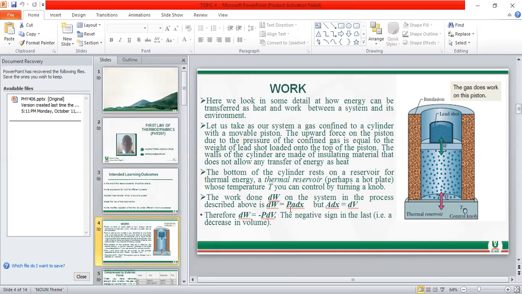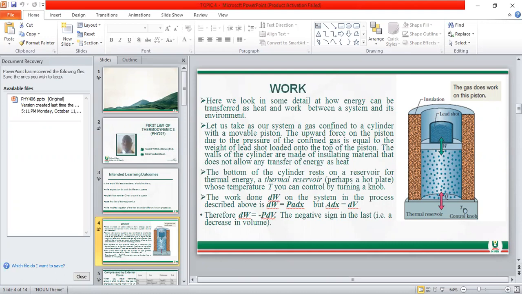The upward force on the piston due to the pressure of the confined gas is equal to the weight of the lead shot loaded on top of the piston. So if the piston moves up, that equals the weight of that lead shot, as clearly stated there. The walls of the cylinder are made of insulating material that does not allow any transfer of heat, or heat as a form of energy.